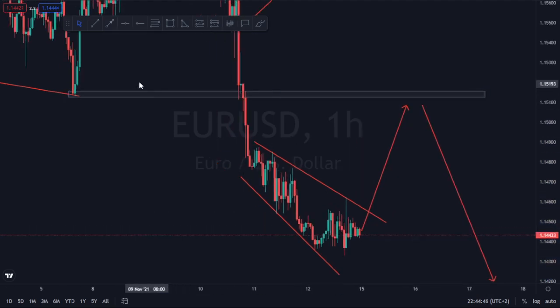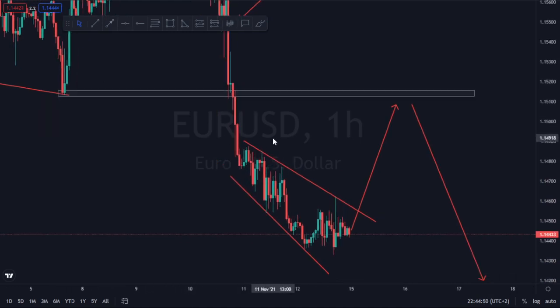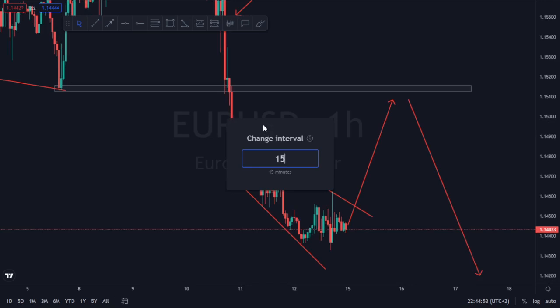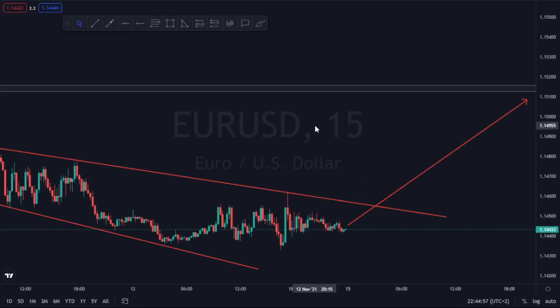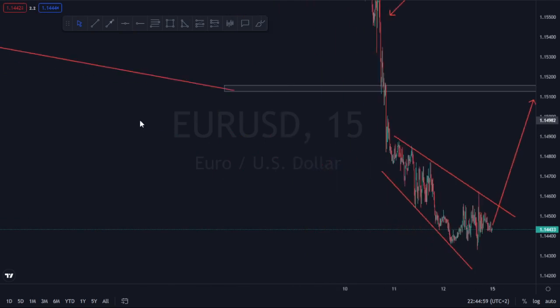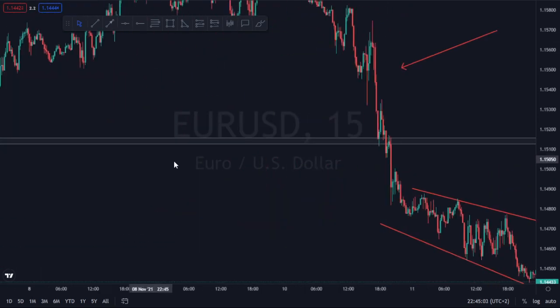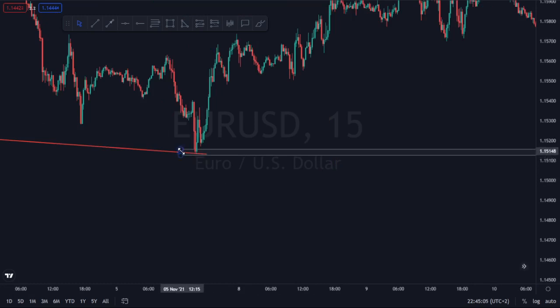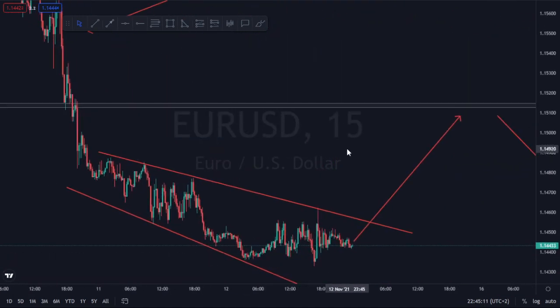This resistance zone, support and resistance zone. So let's go to 15 minutes. Okay, let me just see if this zone is catered for properly. Okay, it's fine, it's not a problem.